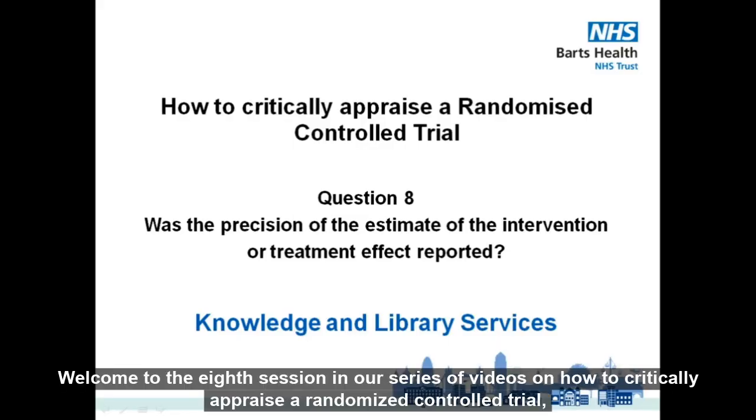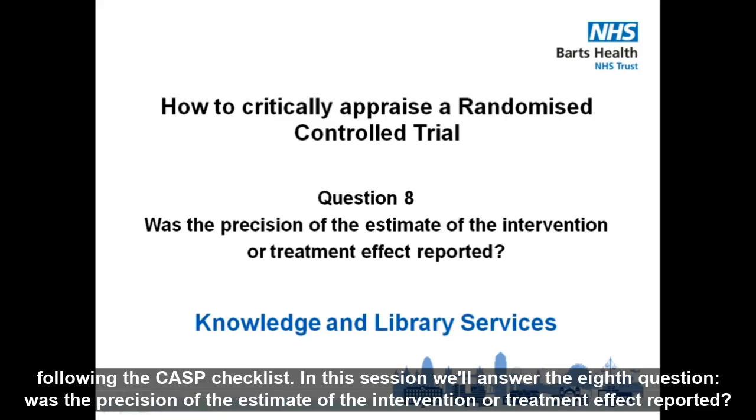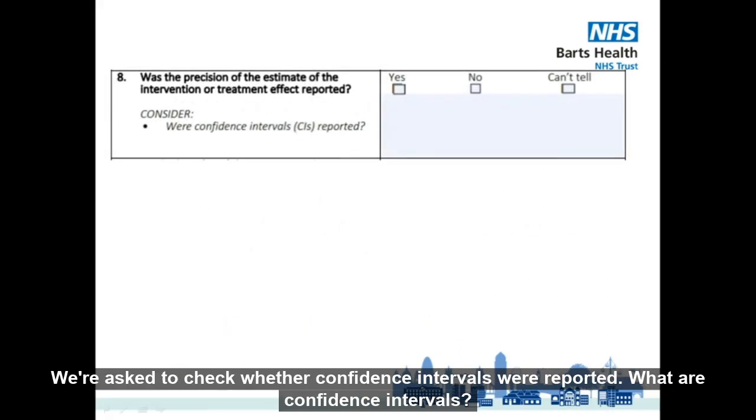Welcome to the 8th session in our series of videos on how to critically appraise a randomized controlled trial following the CASP checklist. In this session, we'll answer the 8th question. Was the precision of the estimate of the intervention or treatment effect reported? We're asked to check whether confidence intervals were reported.